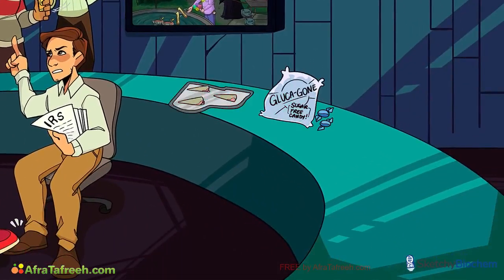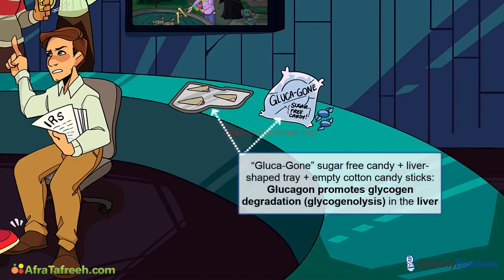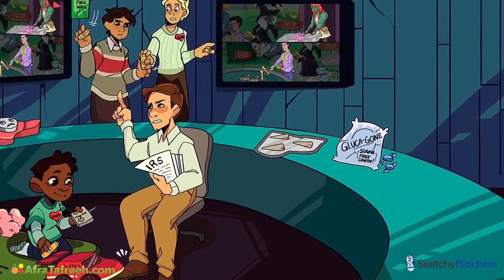As you probably already know, glucagon is basically the opposite of insulin. Glucagon is active if you haven't eaten anything all day, and it promotes gluconeogenesis and glycogenolysis in the liver. The glucagon sugar-free candies next to a liver-shaped tray with empty cotton candy sticks will help you remember that glucagon makes glycogen go away. Bye, Felicia!